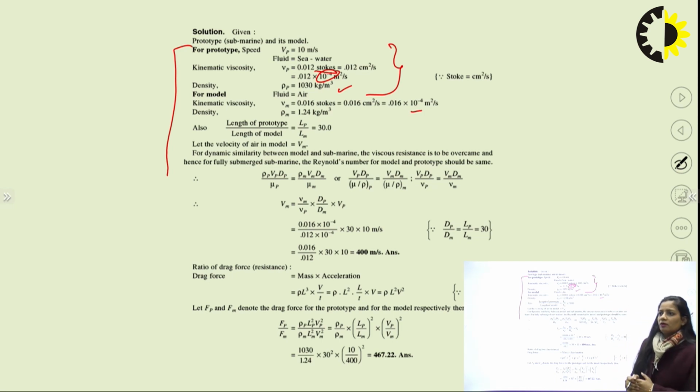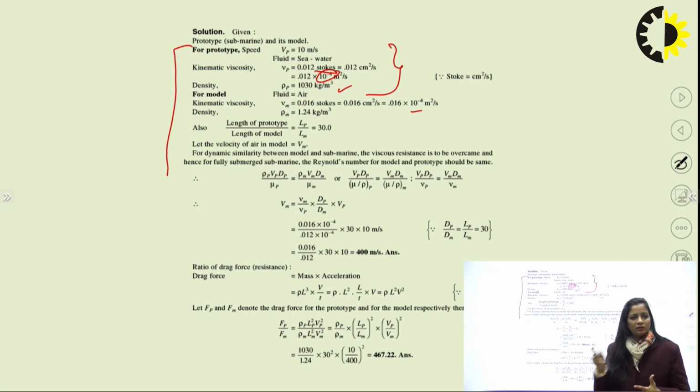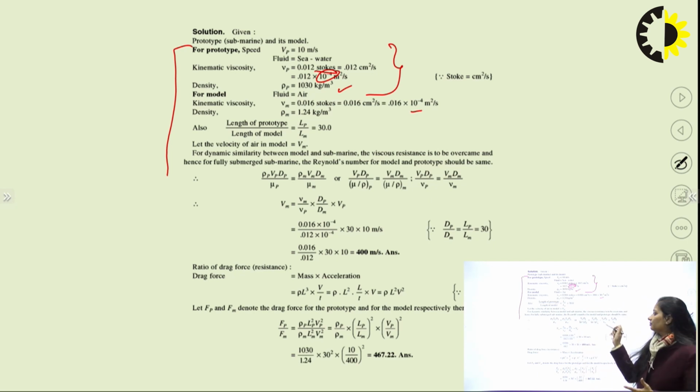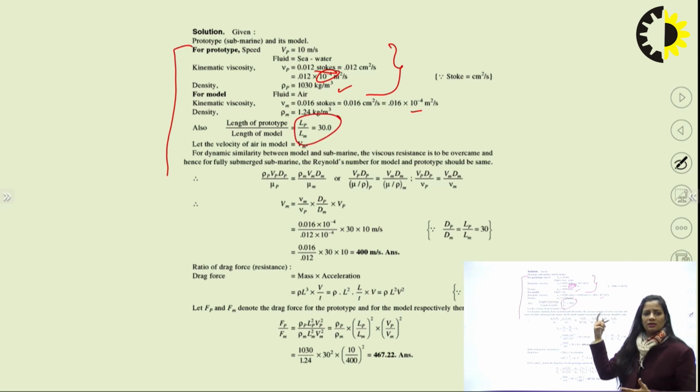Now see, we have already understood what is length ratio in the previous class. What is length ratio? It is simply length of prototype by length of model. So here in this particular question, LP by LM is given as 30. The first line states that the length of submarine to model is 30:1. So here what you can get is LP by LM is simply 30. Now let the velocity of air in the model be Vm, which is not known to us right now.